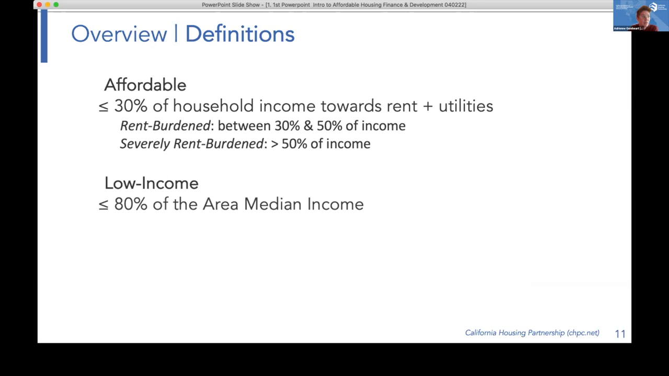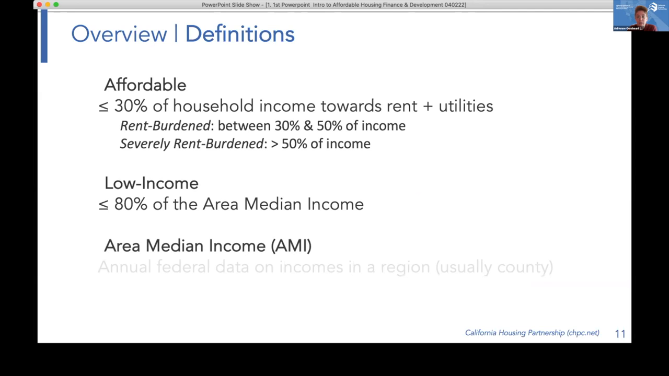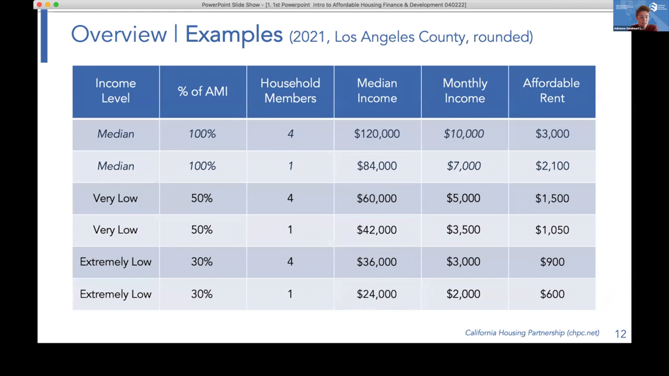And the definition of low income in the context of what we're talking about today is a household that is making 80% or less of the area median income. Area median income is usually based on data from that county. So it's often countywide, which we'll look at a little bit in this next slide.